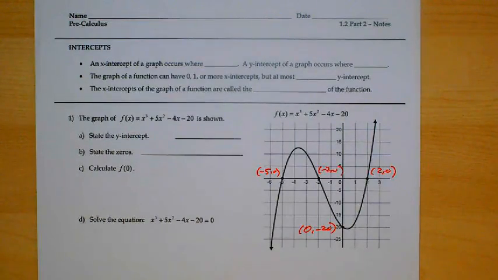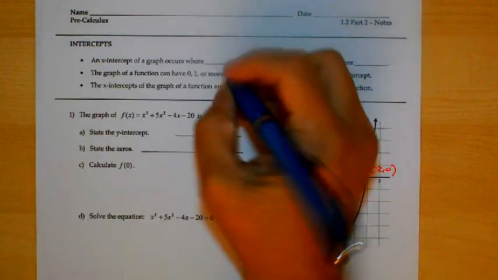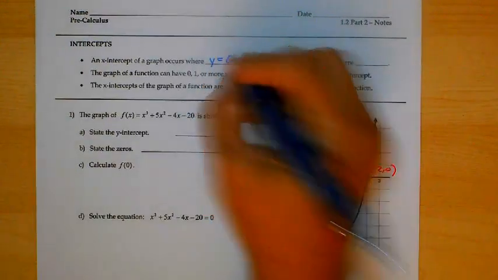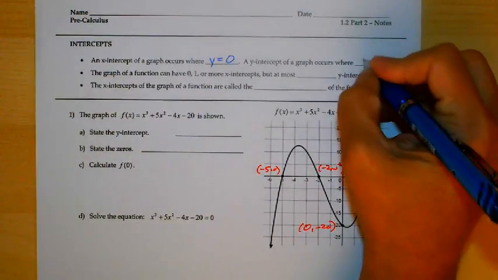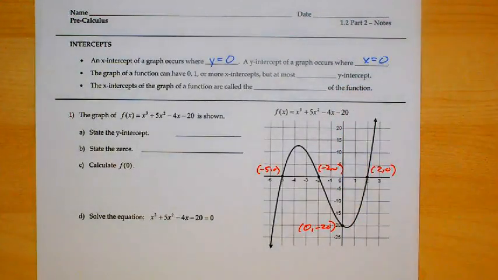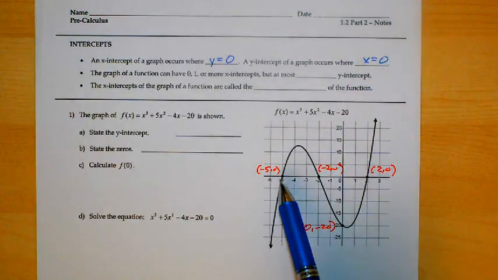Hey, what's up, pre-calculus? We're going to go over the ideas behind x and y intercepts of functions, what they look like, and how to find them. So let's get into this. An x-intercept of a graph occurs when y equals 0, and the y-intercept of a graph occurs where x equals 0. And you can see that right down here on the graph below.